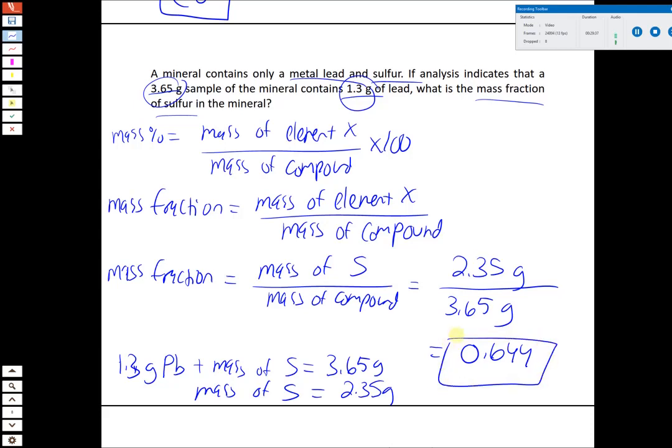Okay? Alright, so that was how we handled that problem. That was really just a definition of mass fraction. We didn't know anything about moles to do this one, so I think many of us just thought a little bit too deeply about this one, more than we needed to do.